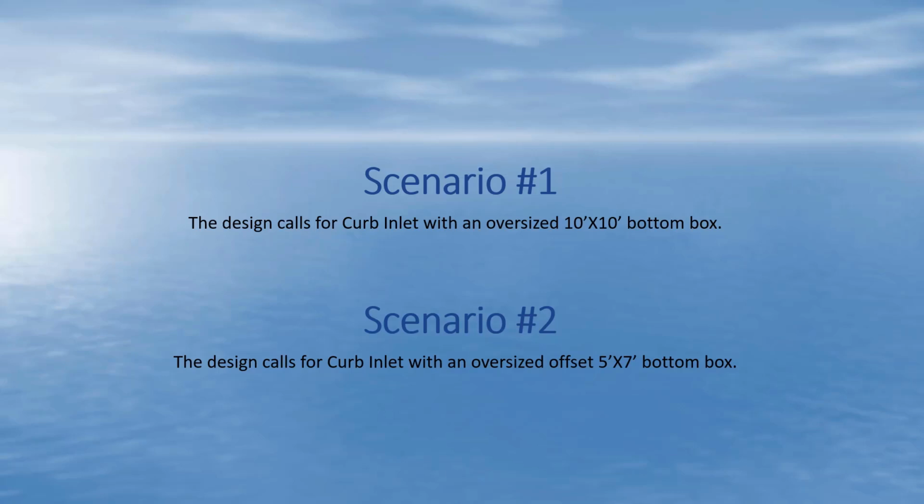It's fairly simple. Scenario number two, however, the design calls for a curb inlet with an oversized offset 5 by 7 bottom box. The offset part of that is what's going to cause us to actually have to create a cell, which means we have to create an element template for that cell, and then we can use that element template in our feature symbology and feature definition. So here we go. Let's have some fun making some custom drainage structures.